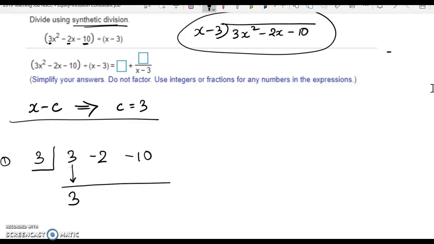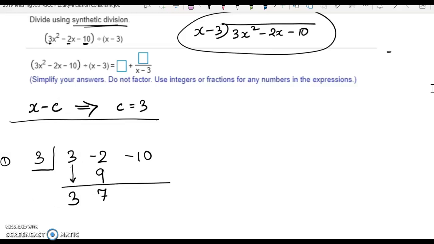Now begins the fun. Now you will say, I will multiply the value of c, which is 3, with this leading coefficient here. What will I get? 3 times 3 is 9, and I will place 9 here. Once the 9 is here, we are going to simply add these two. When you add 9 plus negative 2, you get positive 7, right? Because 9 is the bigger number, and it's 7.